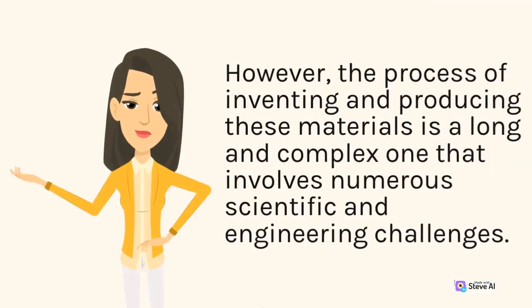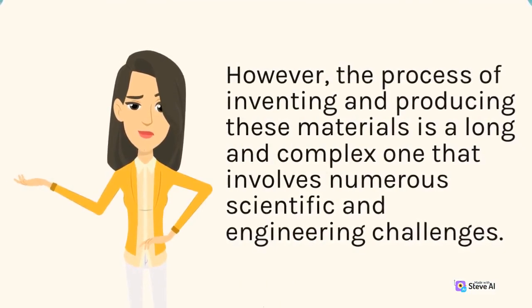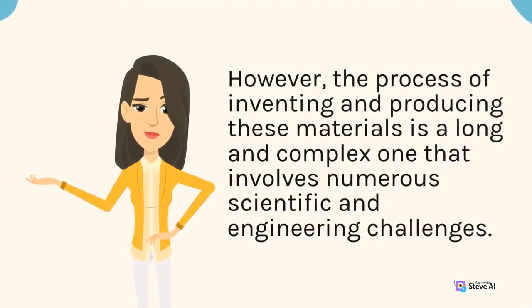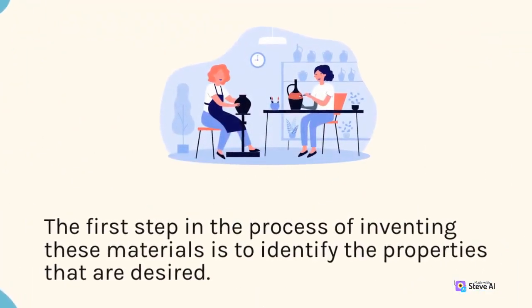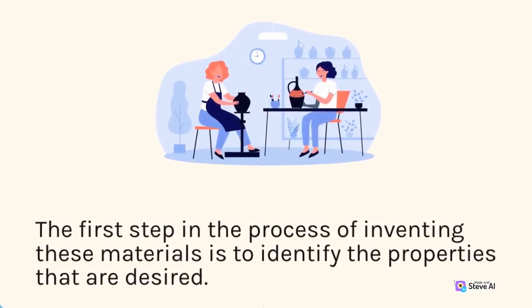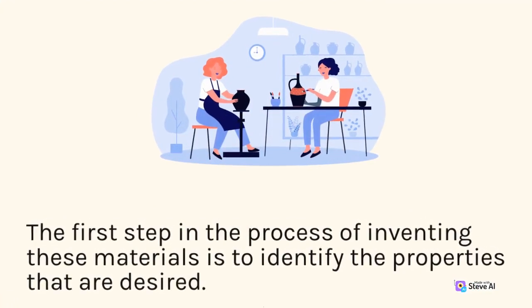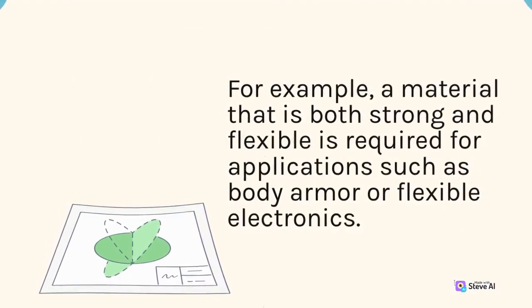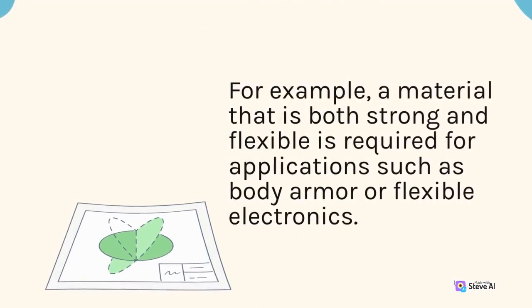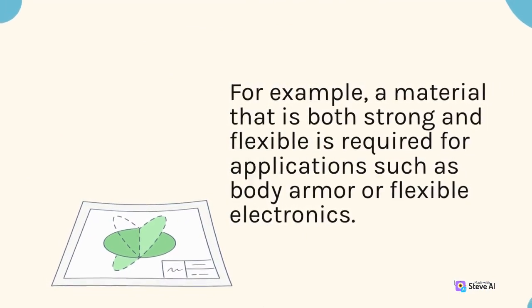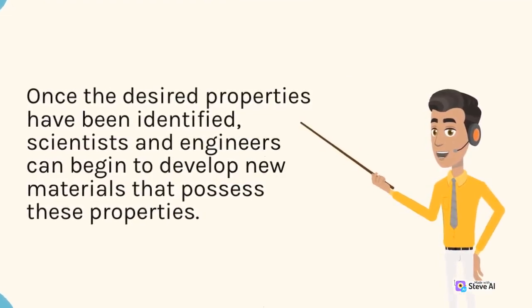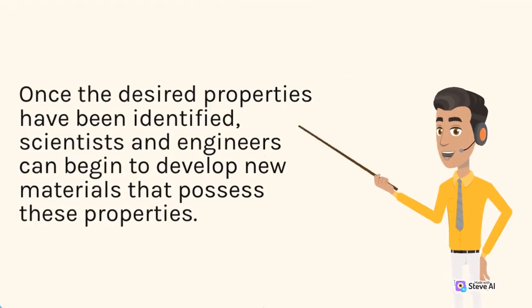However, the process of inventing and producing these materials is a long and complex one that involves numerous scientific and engineering challenges. The first step in the process of inventing these materials is to identify the properties that are desired. For example, a material that is both strong and flexible is required for applications such as body armor or flexible electronics.